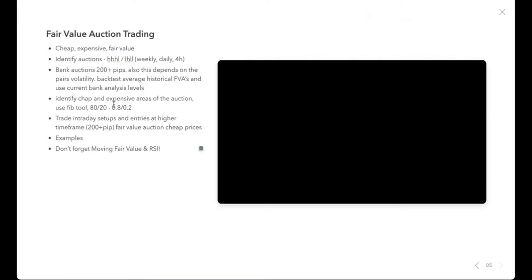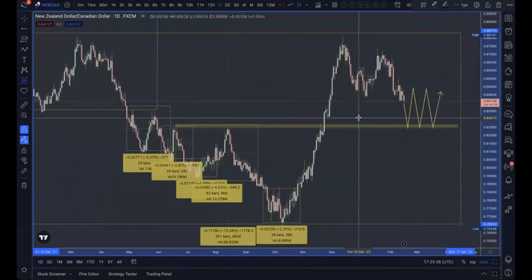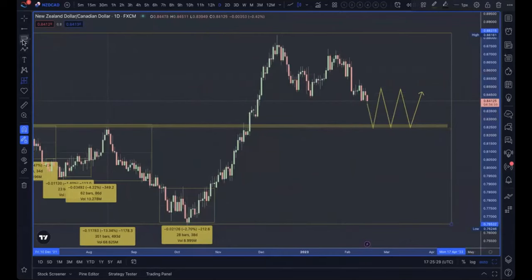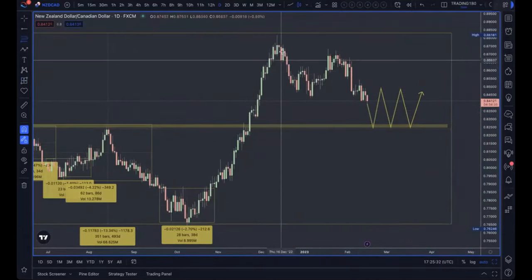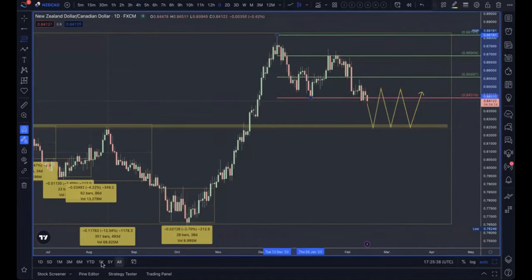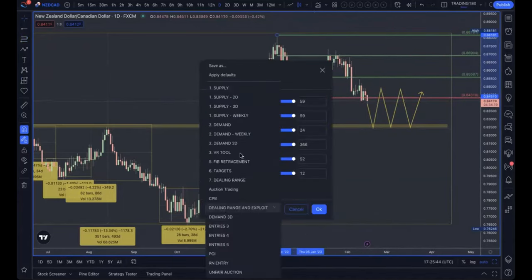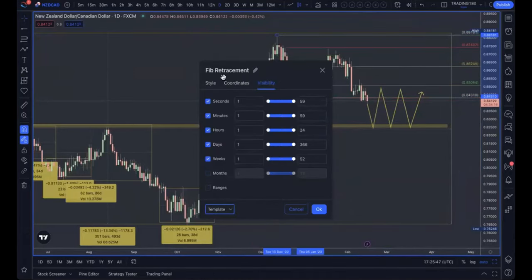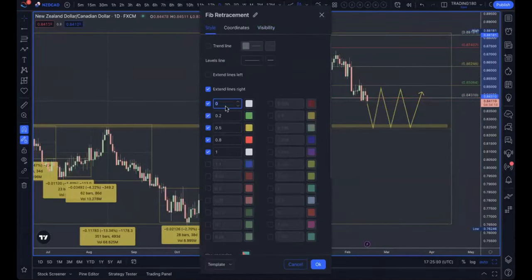So with all that being said, this is something that you want to do when you're looking for the auctions: you can get a fib tool. If you want to know the best places to trade at all times, make sure you have these settings here, right? So you have 0.1, you have 0.8, 0.5 is your fair value, 0.2. Those are 20% of the bottom, 20% of the top.